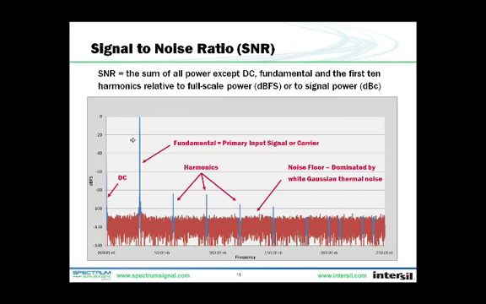So let's start with SNR, the signal-to-noise ratio, and that is the sum of all the power except for DC, and the fundamental, and the first 10 harmonics. And so that would be all of this red power here. And that typically would be measured in dB relative to full scale, dBFS, so the ADC's full scale output, or in dBc relative to the carrier, or our input signal level.